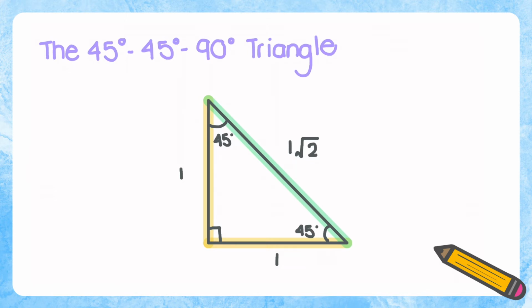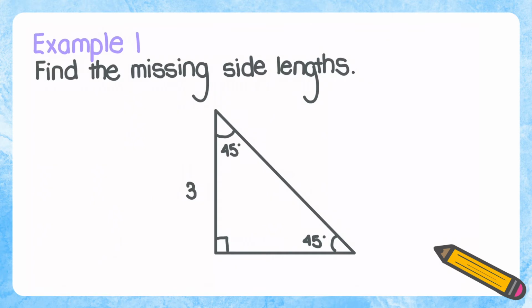So a 45, 45, 90 triangle is always going to have this kind of side length proportion where it's like a 1 to 1 to a 1 times radical 2 type of ratio. And so that means that if we have a 45, 45, 90 triangle, even if we only know one side length, we can easily find the other two side lengths. So let's go ahead and take a look at some examples.